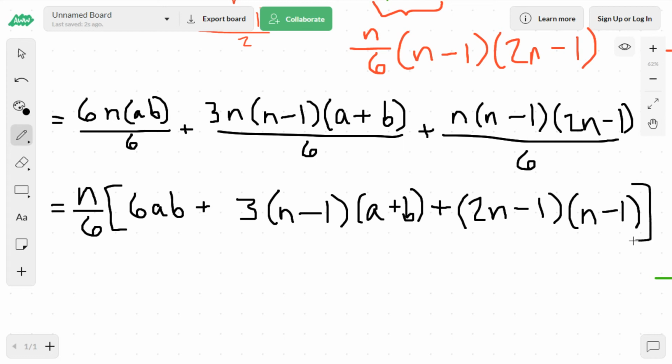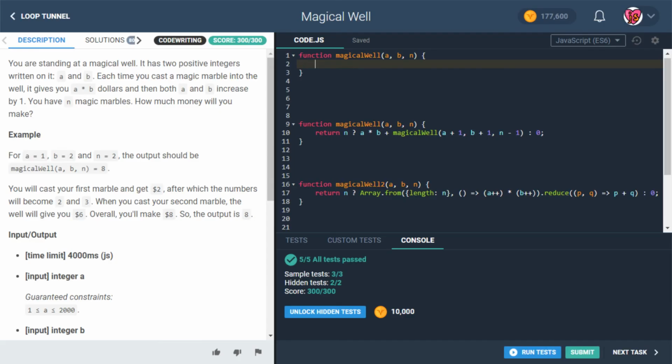And we got a large square bracket close up. Is that it? Could it be that simple? Let's find out, I guess. I'm nervous about this one, but let's give this a try. So we're going to have n divided by 6 times 6 times a times b plus 3 times n minus 1 times a plus b plus 2n minus 1 times n minus 1. Can I remember all that? Probably not, but let's give it a try.